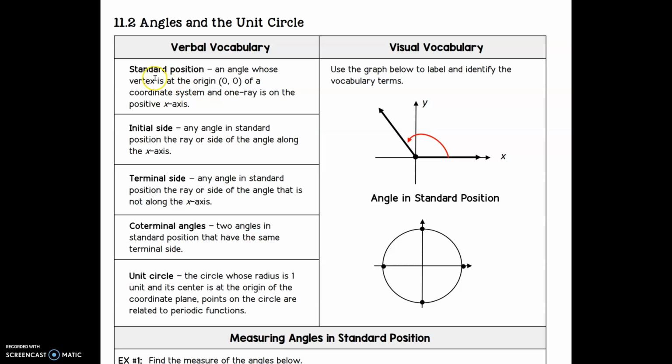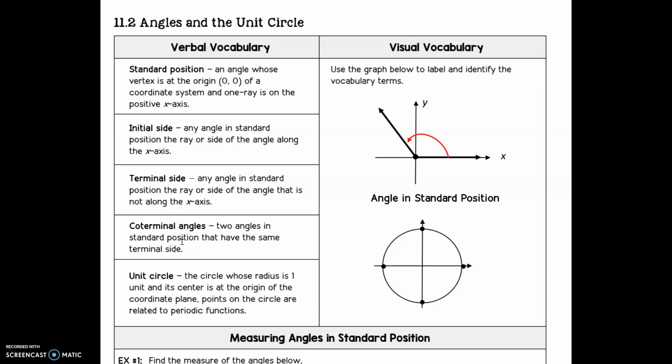We have a few definitions here. Standard position is an angle whose vertex is at the origin. So you guys are familiar with your X and Y coordinates. Standard position is what that angle looks like. Okay, you have an initial side, so that's this side right here. And then you have a terminal side, which is this side right here.